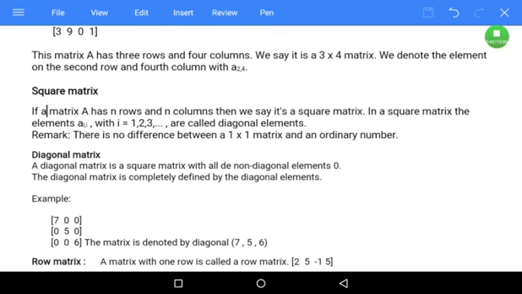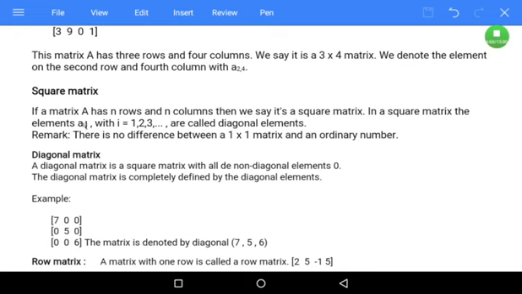Alright, so if a matrix A has n rows and n columns, can you see that? N rows and n columns, then we say it's a square matrix. In a square matrix, the elements a_ij, with i and j running over 1, 2, 3, etc., are called diagonal elements.